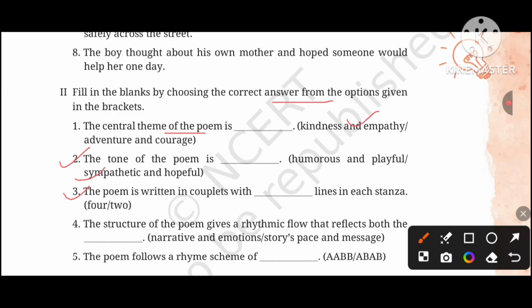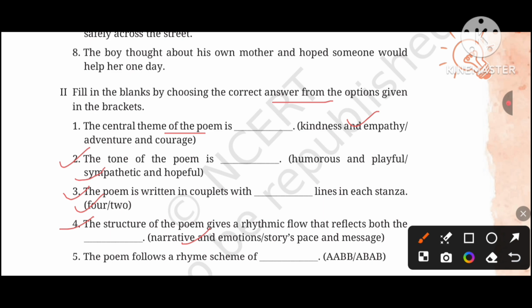The poem is written in couplets with 4 lines in each stanza. The structure of the poem gives a rhythmic flow that reflects both the narrative and emotions, story, space and message. So the correct option will be narrative and emotions. The steady rhythm carries both the story and its feelings.